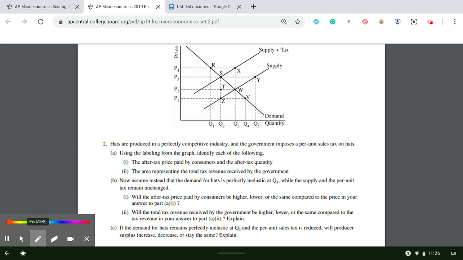Okay, all right, so this is the equilibrium with the tax. Okay. Consumers are going to have to purchase this at P sub 3.